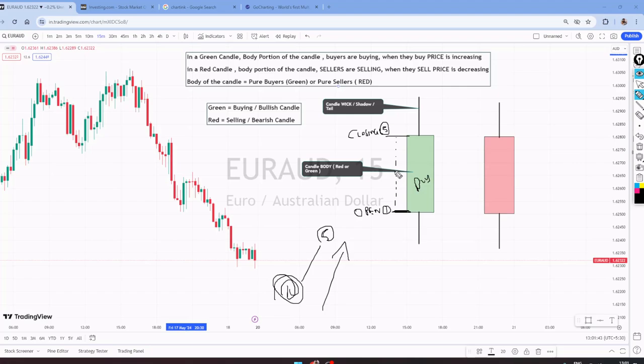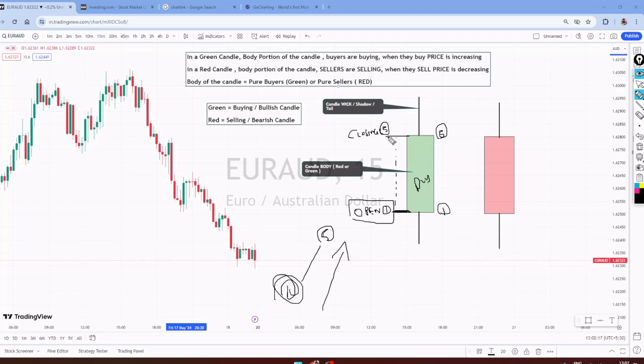So a green candle always opens at the bottom, or in other words, a green candle always opens at a cheaper price and closes at a costlier price. From 1 rupee it is starting, closing at 5 rupee. Cheaper price it is opening, closing at costlier price. So only then you can say that it's a buying candle. Okay, opening and closing.